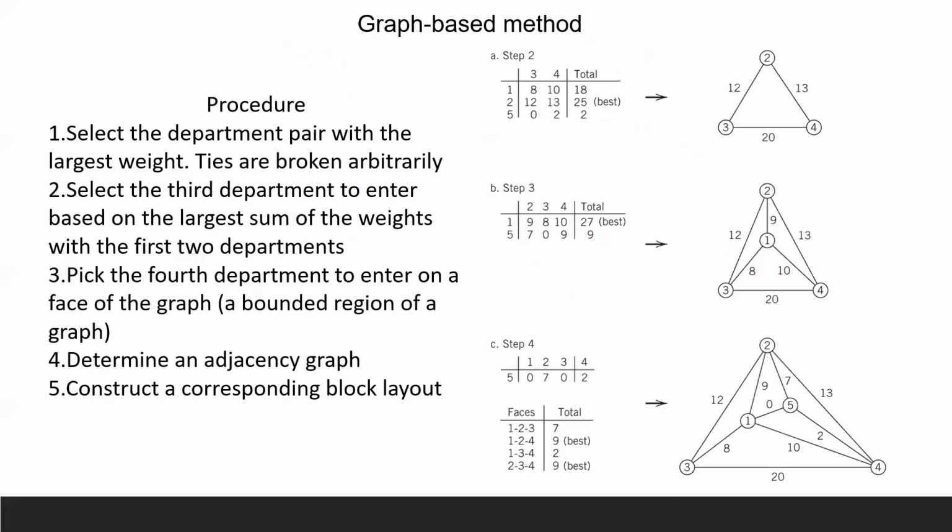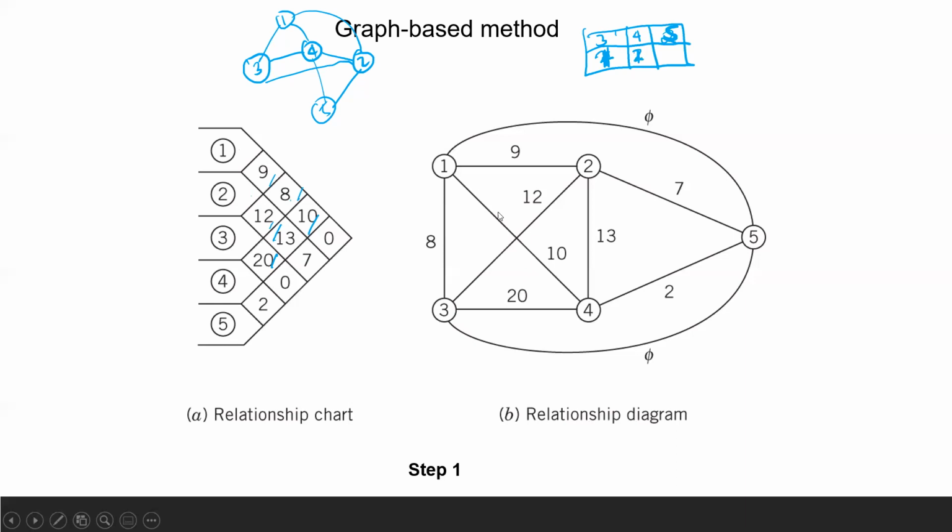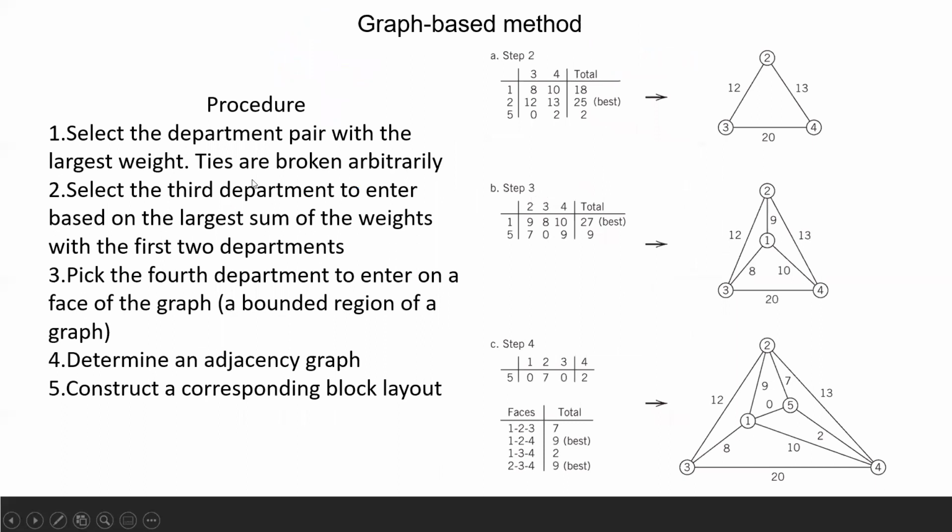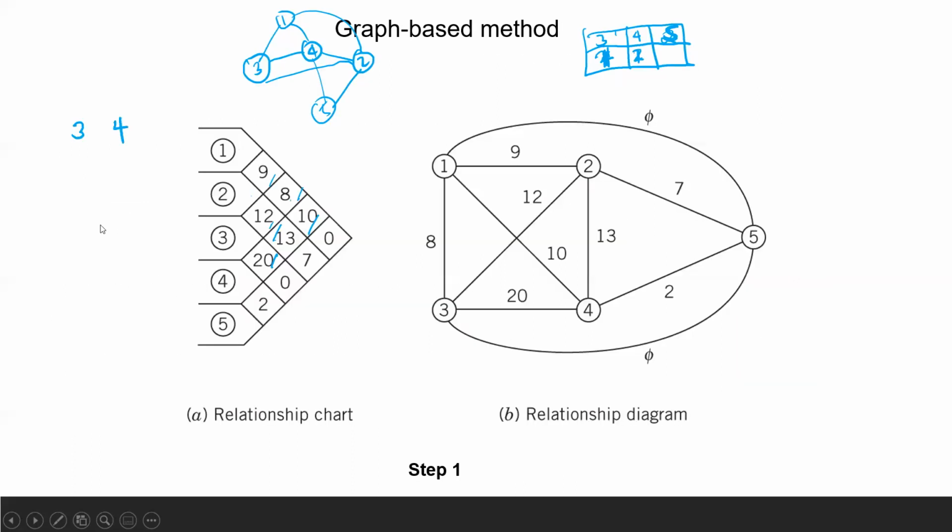After nyan, ito na yung step niya. First step daw, select a department pair with the largest weight. Ano po yung largest weight ng mga departments? Pinakamalaki, 20. So, ipipick daw po natin siya. Ito si 3, ito si 4. Okay? Next step. Ayan, select the third department to enter based on the largest sum of the weights with the first two departments. Okay, so na-pick na natin yung 3 and 4.